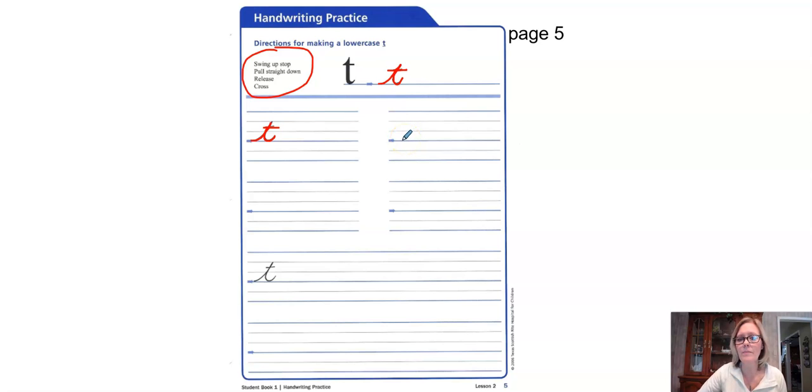Name and make a copy. T. T. Good. Okay. Drop down below. Name and make another copy. T. T. Now, put a check mark up at the top of this page, and you're going to practice your cursive letter T as many times as you can and circle your best one. I think that's probably my best one, my third try right there.